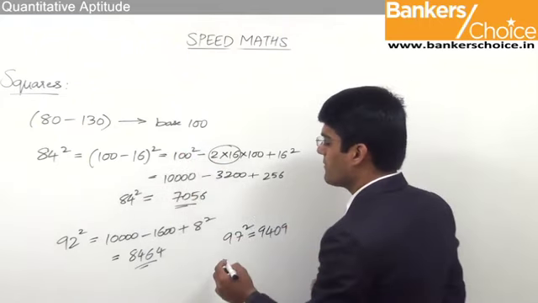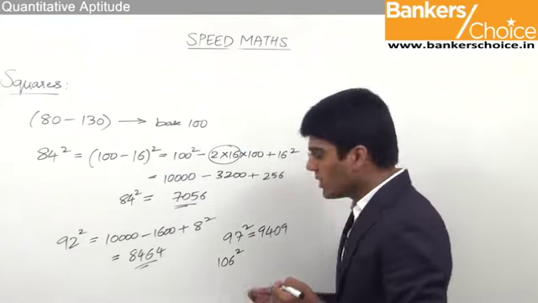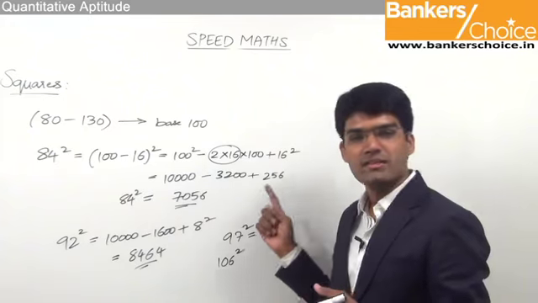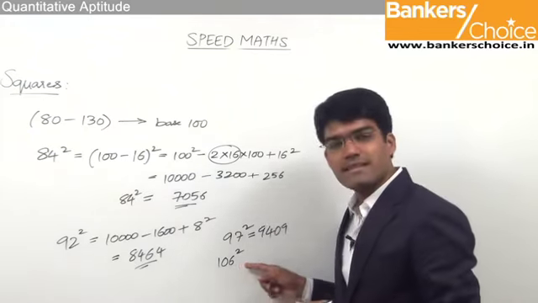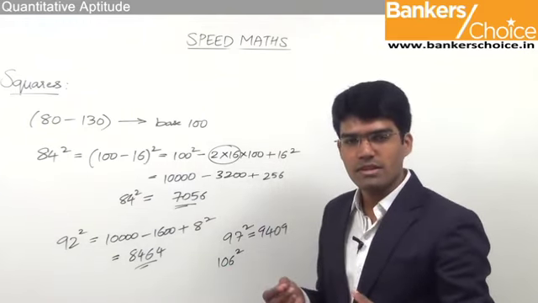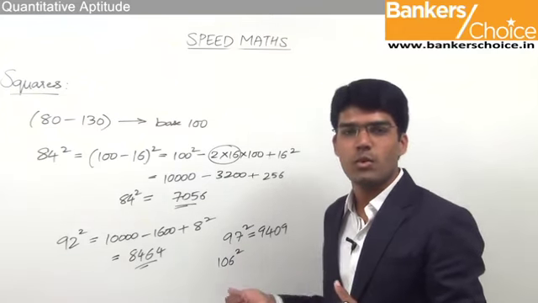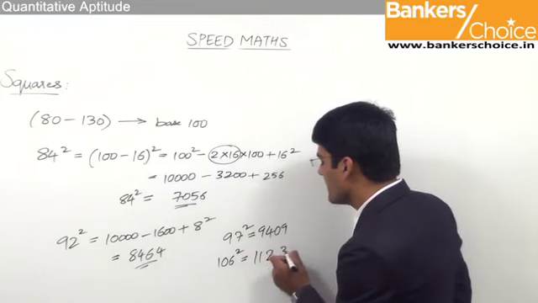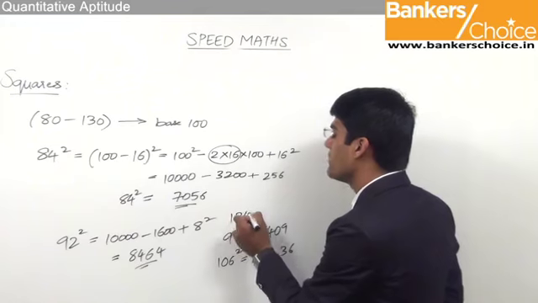For example, we have to find out what 106 square is. Now here, 106 is nothing but 100 plus 6. So as per the expansion, the first term is 10,000. The second term, because it is plus 6, we have to take double, plus 1200. So 10,000 plus 1200 is 11,200, plus 6 square is 36. So the answer here will be 11,236.